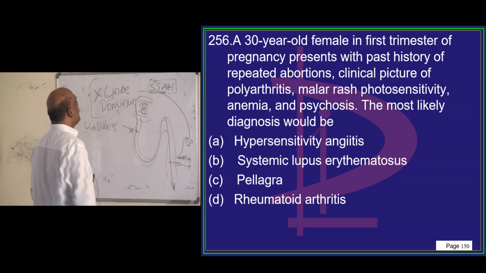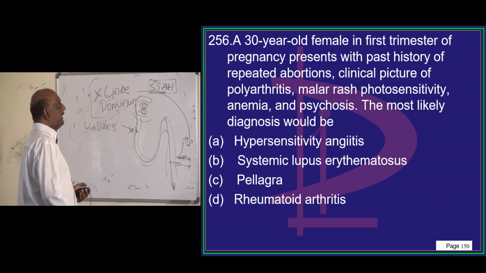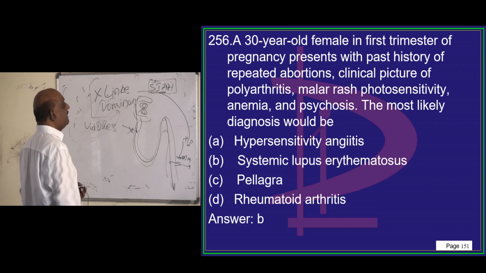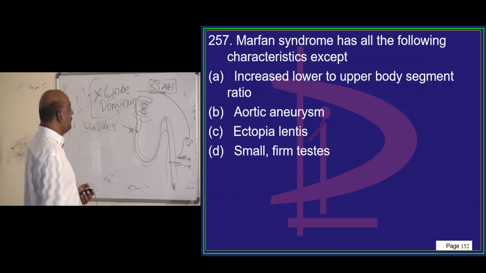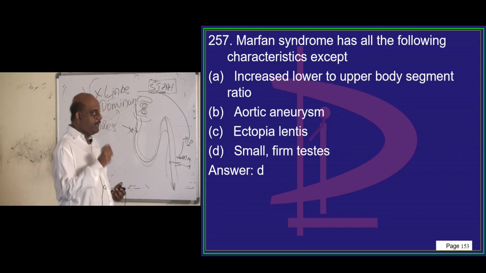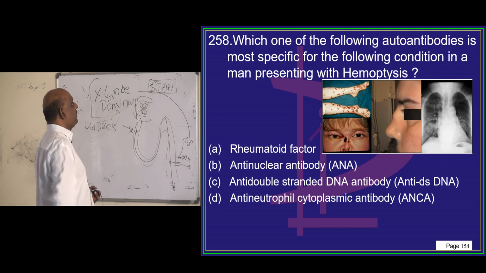So doctor, 30-year-old female, first trimester of pregnancy, past history of abortions, polyarthritis, malar rash, what is that? SLE is your diagnosis. In Marfan syndrome, ectopia lentis, aortic aneurysm, increased lower to upper body segment ratio, they're all true.